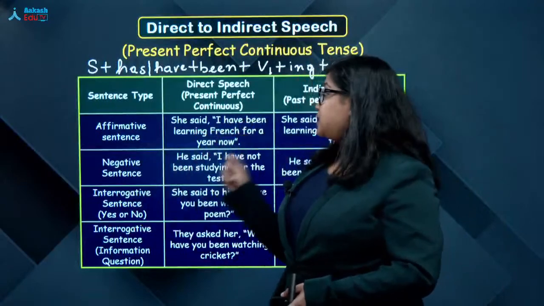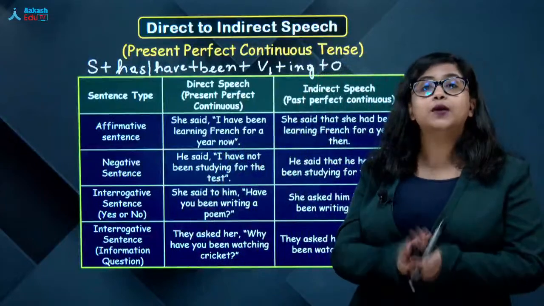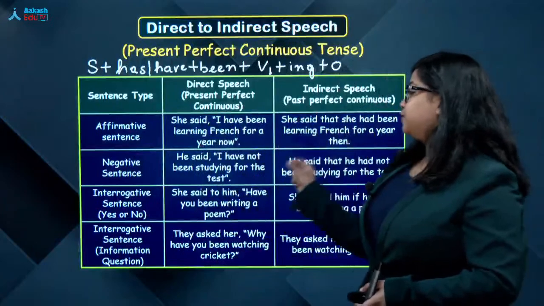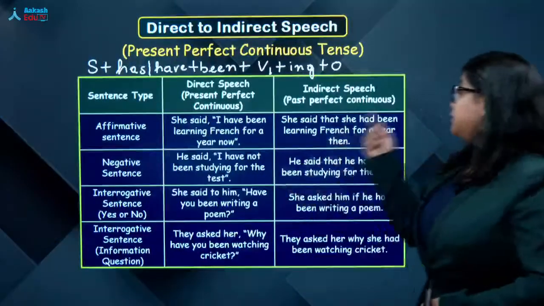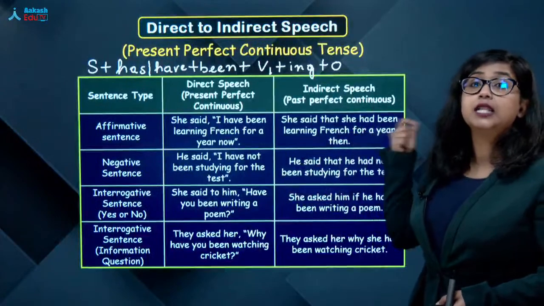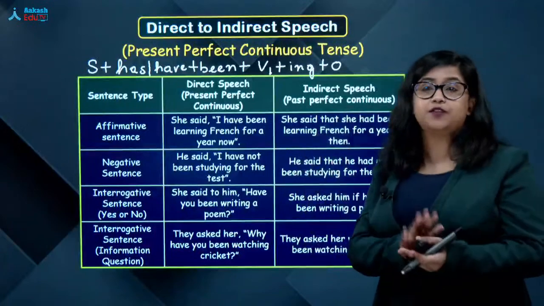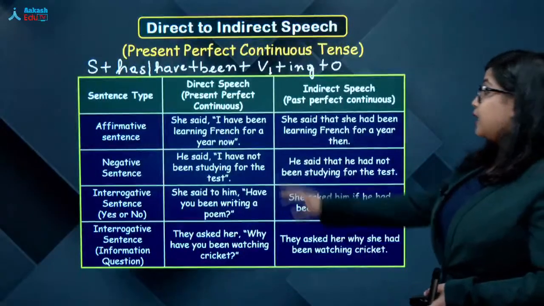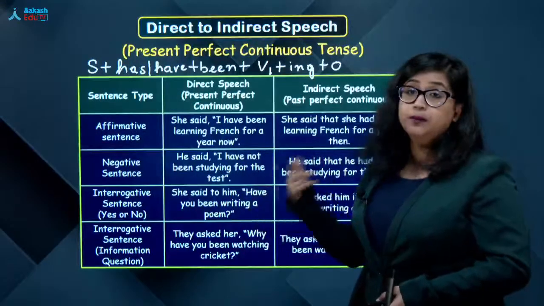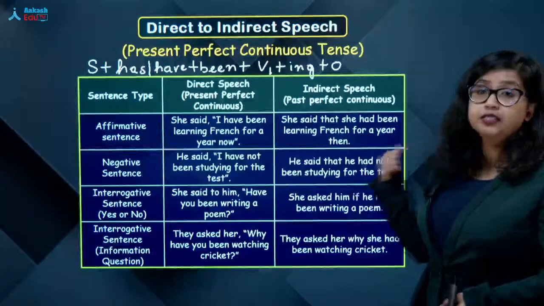The very first sentence being your affirmative sentence, which is again your positive sentence, right? So, she said, I have been learning French for a year now will become, she said that she had been learning French for a year then. Please remember, now changes to then. Please remember the specific words in your mind, okay? Then, negative sentence, he said, I have not been studying for the test will become, he said that he had not been studying for the test.